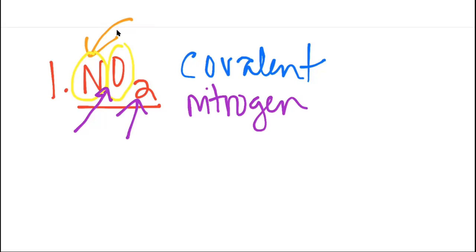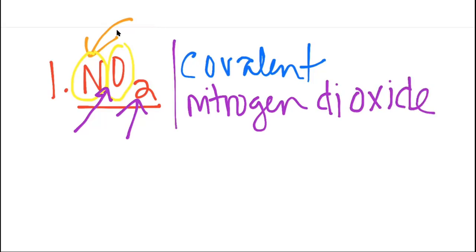So it's on your reference chart if you can't remember, but if you remember, it is di, oops, I forgot the I. So it is di, that's our prefix, and then our element's oxygen, but we changed the last bit of the name to IDE. So this one, number 1 is covalent, and then the name is nitrogen dioxide. So that's what you're doing on all of these, okay?